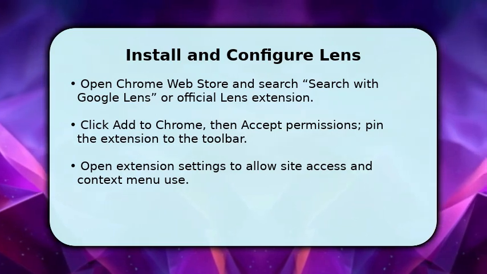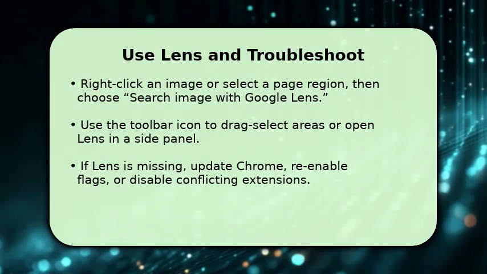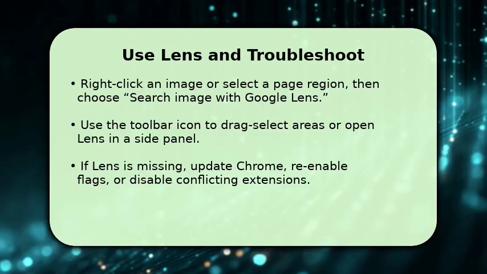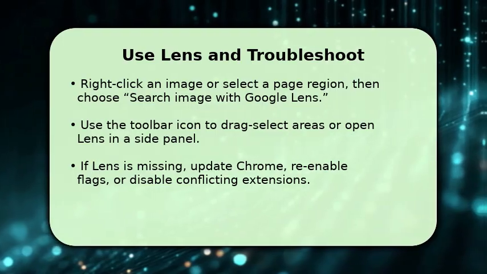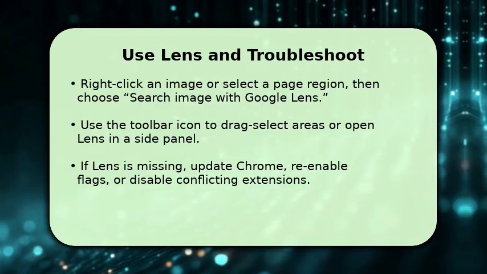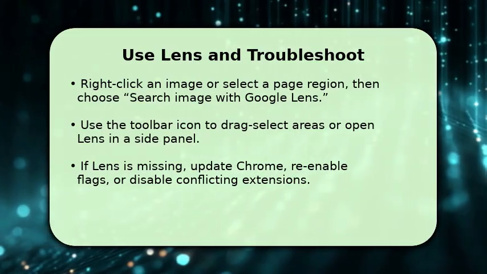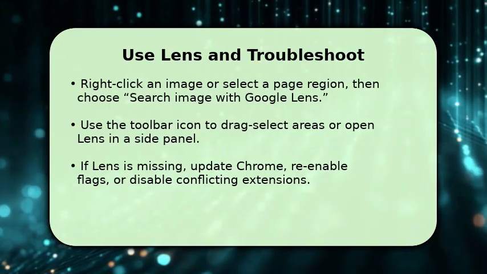To use Lens, right-click any image or drag-select a region on a page and choose Search Image with Google Lens from the context menu. You can also click the toolbar icon to open Lens in a side panel and refine the selection. Lens will analyze visual content and return results, shopping links, or translations.